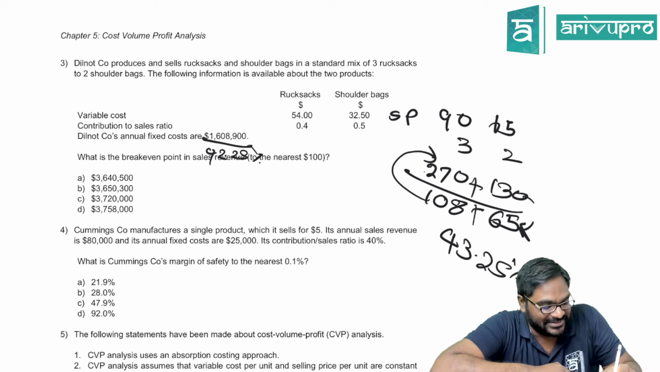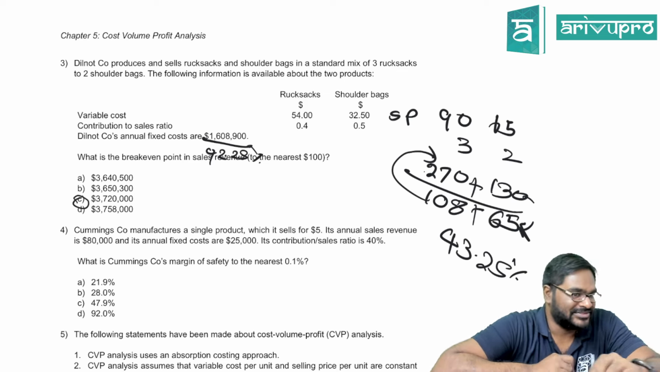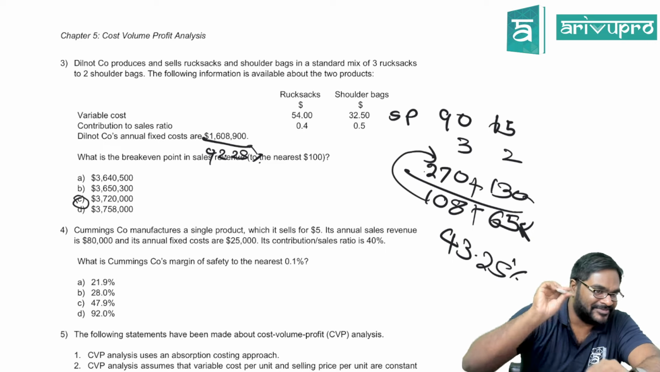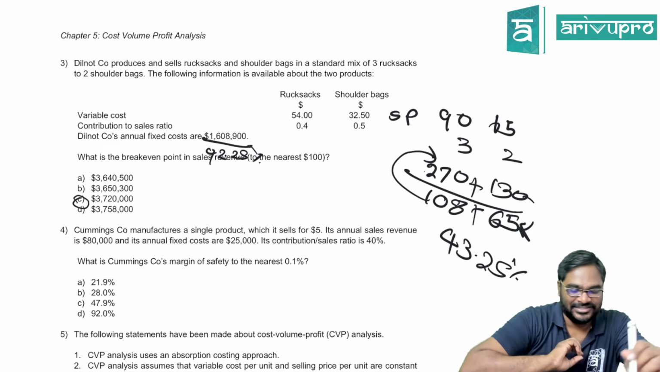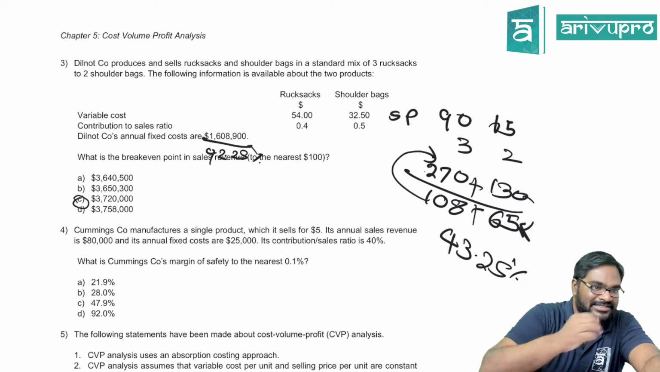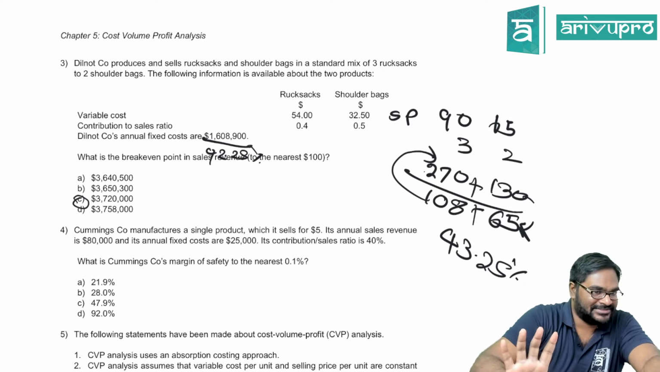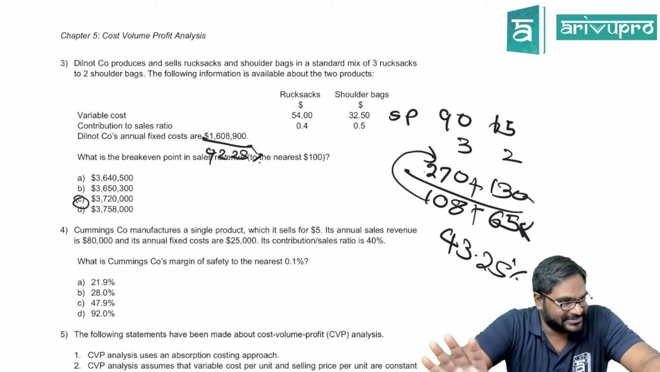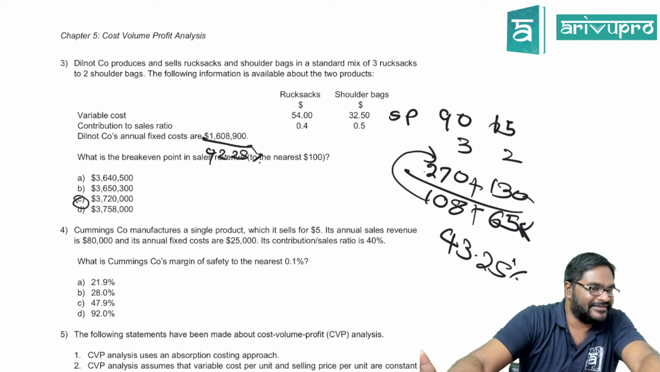Great. This one, right? So that would be the answer. So let me explain how we did that. Step number 1 is figuring out how much is the sales price. That is step number 1. So is everyone clear how we derived at the sales price?